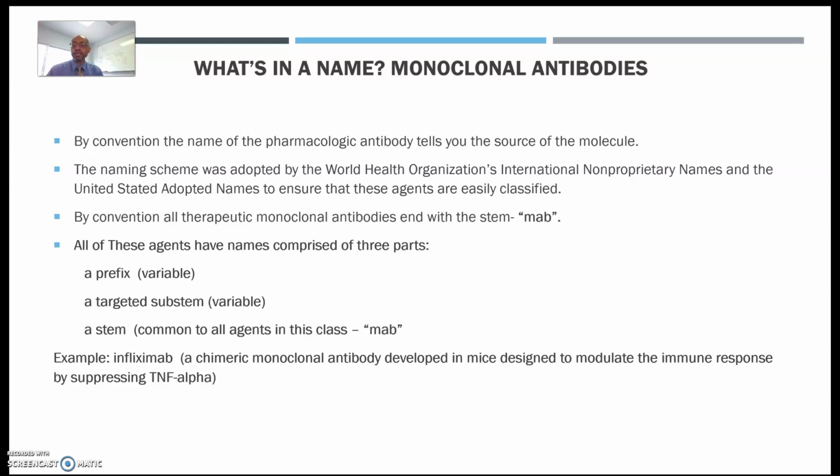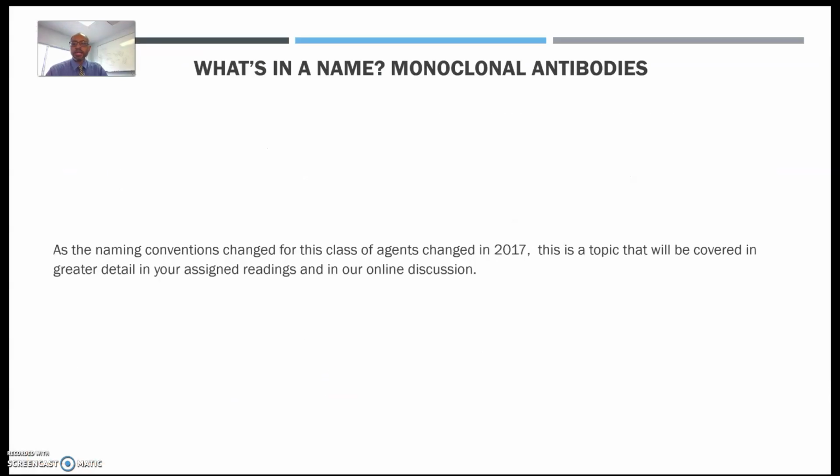So once again, there's a lot of variability and a lot of naming conventions that have taken place, and we'll deal with this topic a little bit more in our discussion and in the readings, because I think this is an exciting area to help clarify how these agents are named, as well as providing a little more conceptual framework in terms of what's in a name when it comes to monoclonal antibodies. And I just want to leave you with this. Because the naming conventions internationally changed in 2017, this is a topic that will be covered in greater detail in the assigned readings and in our online discussion.